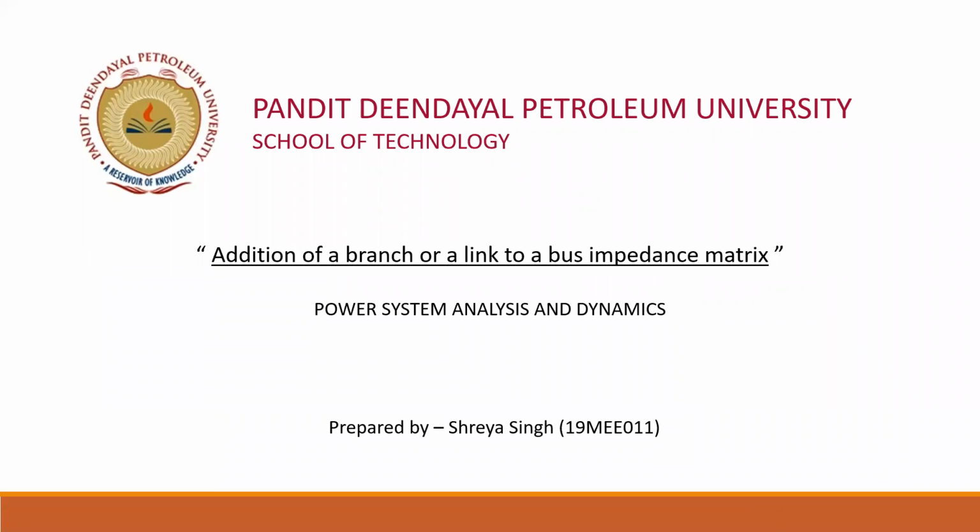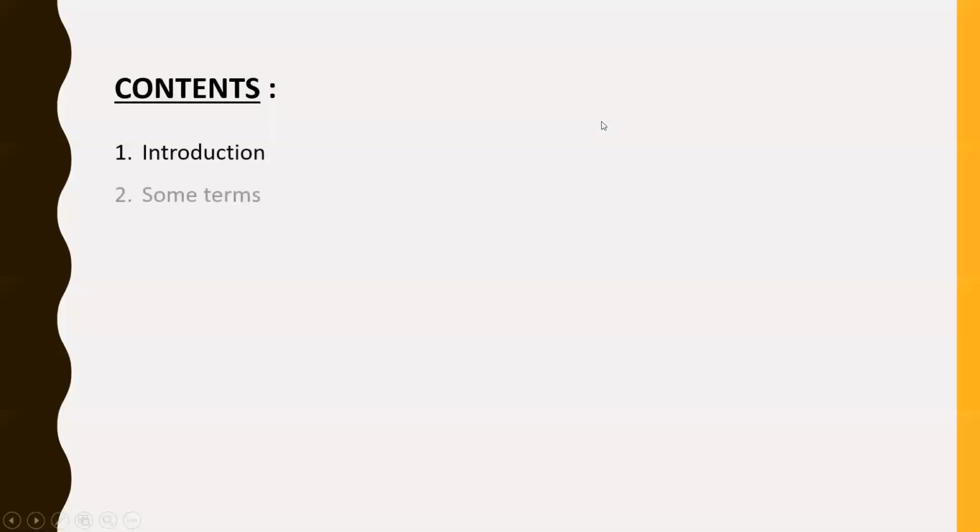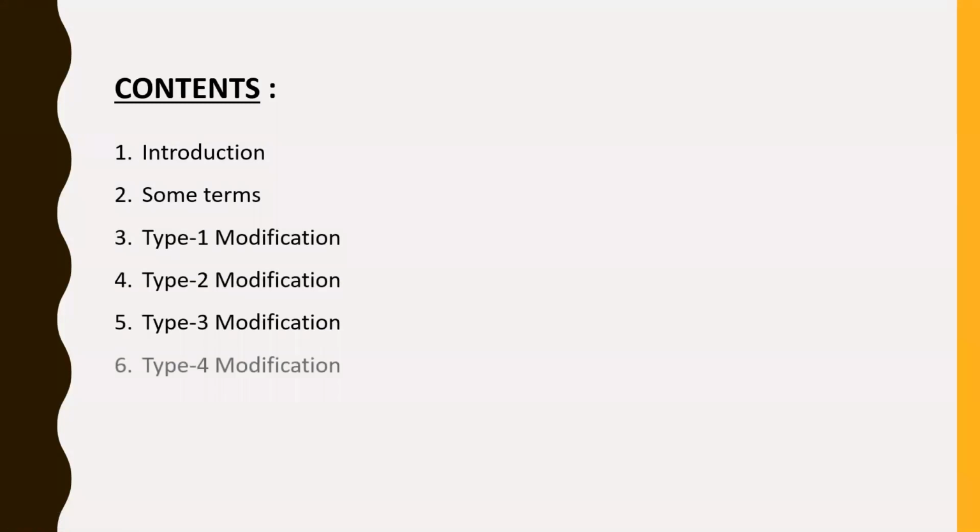Hello everyone. So today we will be seeing a PowerPoint presentation on the topic addition of a branch or a link to a bus impedance matrix. So what exactly is it? It's also called the Z-bus building algorithm in the subject power system analysis and dynamics. So we'll see the contents first.